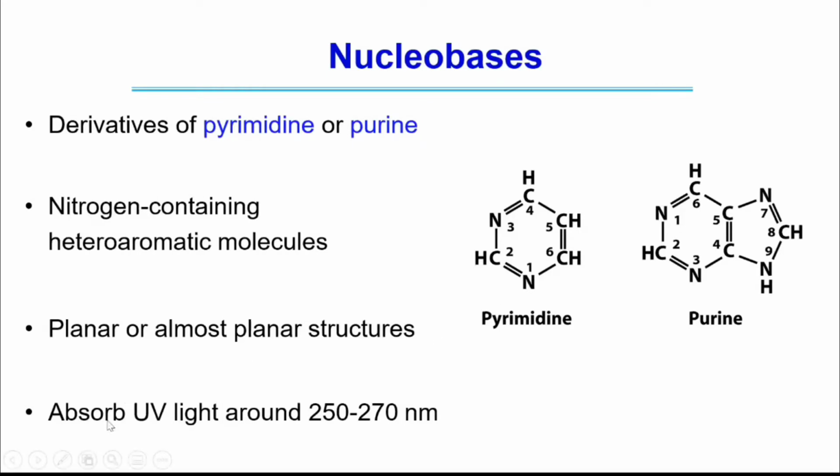And they have another interesting property. They absorb UV light around 250 to 270, which is very useful in many experiments and diagnosis and everything. So for now, we have to remember that pyrimidine, which has the longer name, has only one ring, and purine, the shorter name, has two rings.